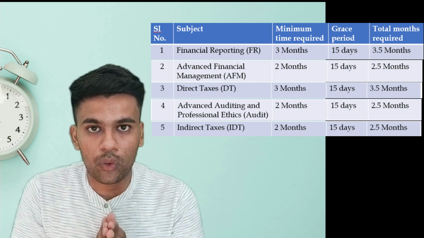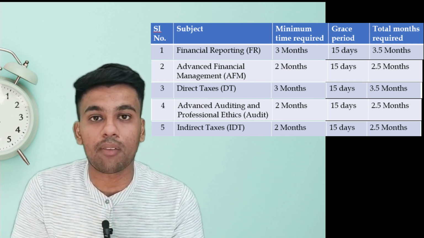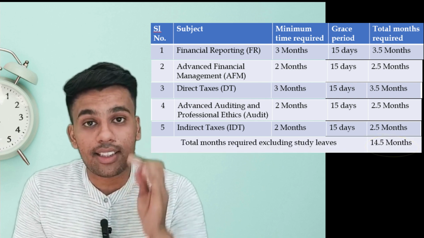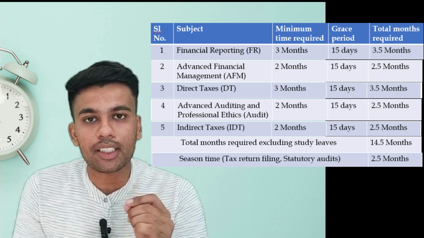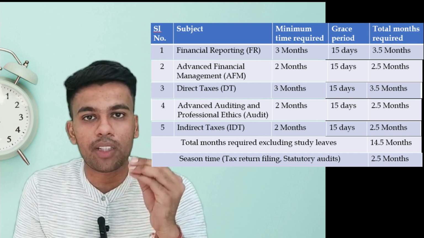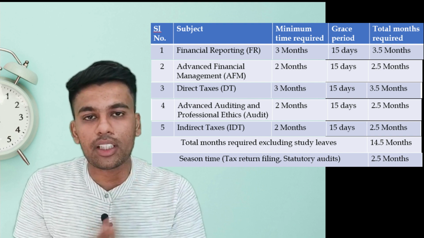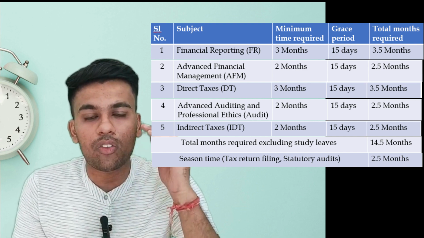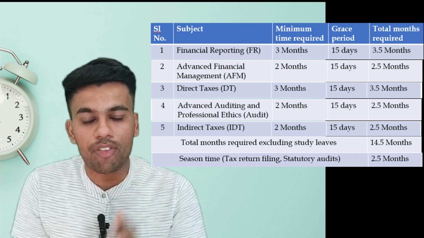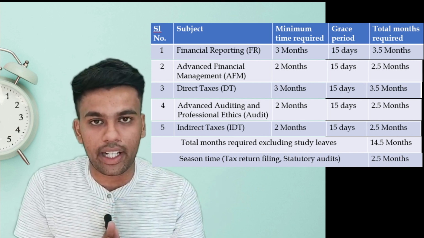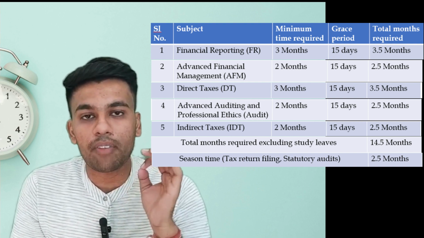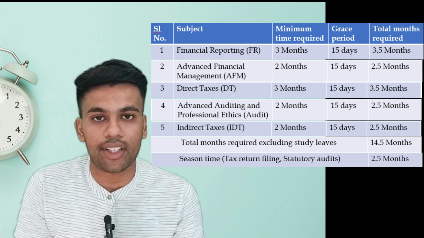Now if I count the minimum number of months required to complete these 5 subjects, the total comes to 14.5 months. This is the minimum period that you will need. Plus, let's say there will be a season time during your articleship period. If I assume 2.5 months of season, during those 2.5 months there will be very high chances that you will not be able to complete a single class every day. So if I add that 2.5 months to these 14.5 months, the total comes to 17 months, the minimum number of months required to complete your CA final classes.